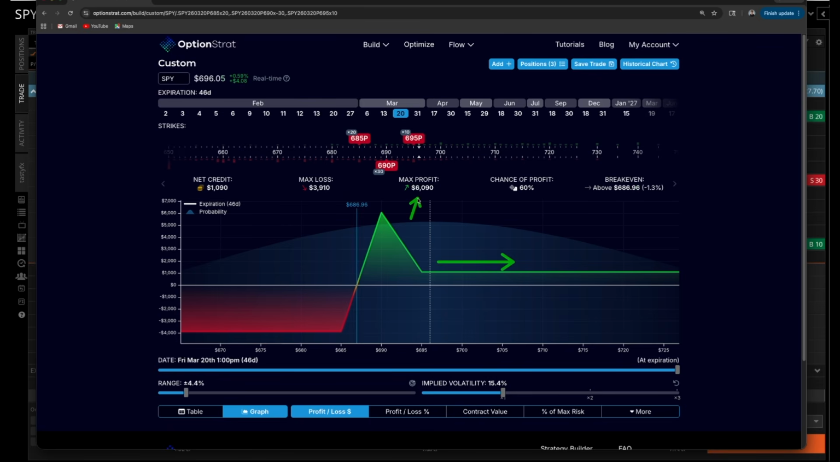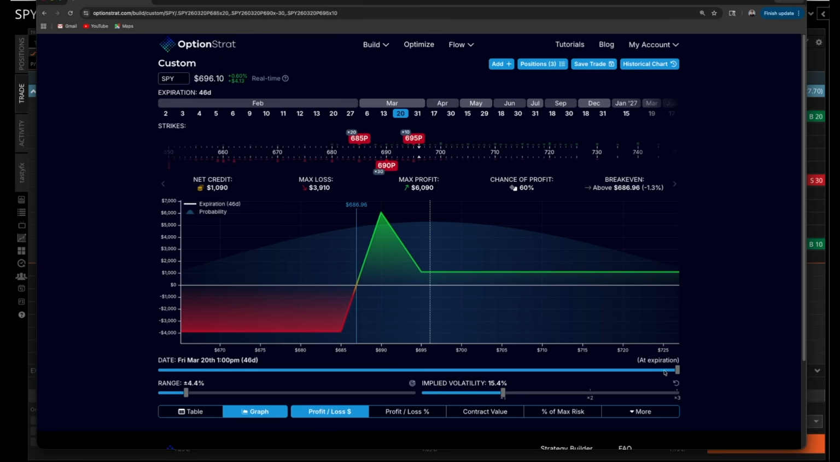$6,090. And this structure is vulnerable to downside price movement at expiration beyond the break-even point of 686.95 with a max loss potential of $3,910 if unmanaged prior to expiration. So your max risk increases to the downside because you're selling more put credit spreads relative to the symmetrical put butterfly from the previous example.